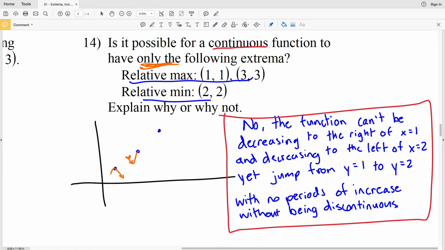And that wraps up the pre-calculus free KutaSoftware website worksheet on extrema, increase, and decrease.